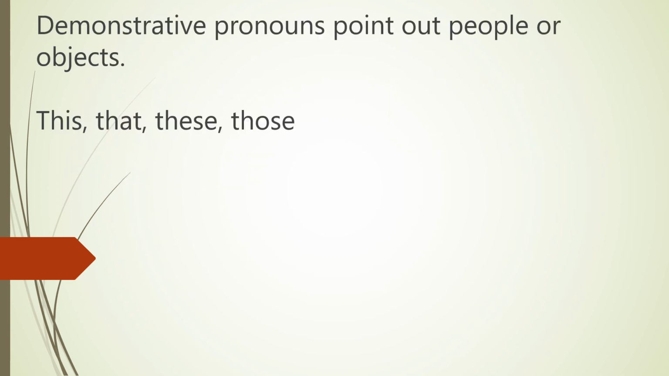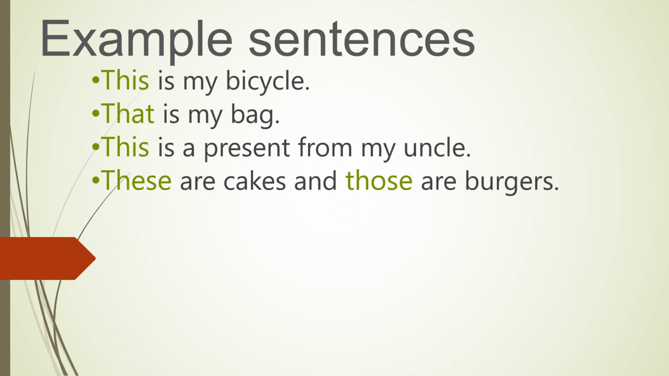Now, the demonstrative pronouns. The demonstrative pronouns point out people or objects: this, that, these, and those. Example sentences: This is my bicycle. That is my bag. This is a present from my uncle. These are cakes and those are burgers.